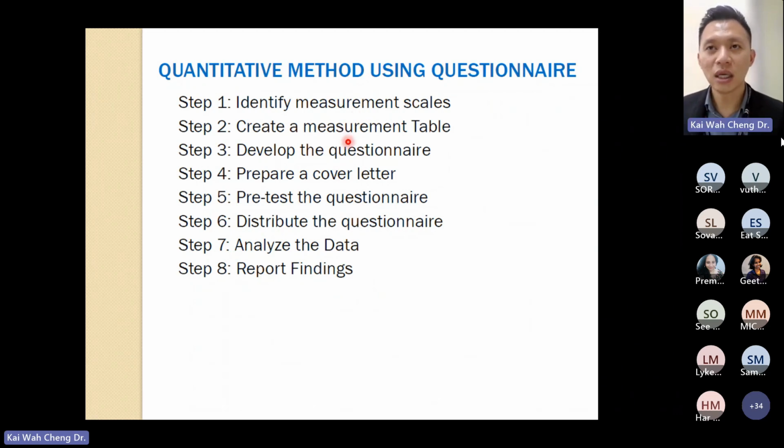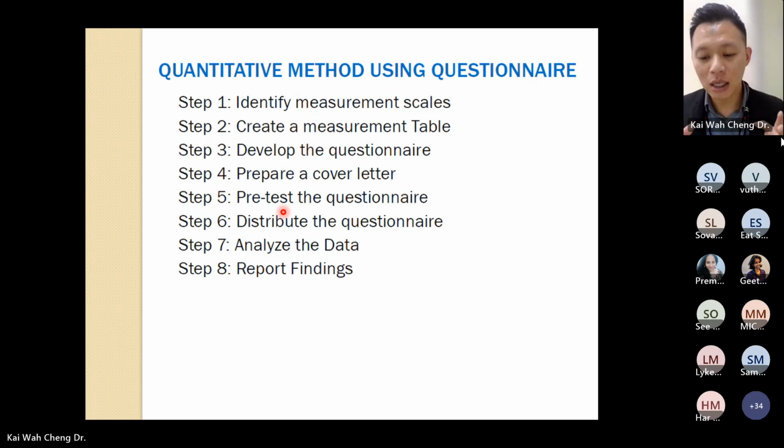So during the literature search to construct the questionnaire, you can have a measurement table with you. Then once you have prepared everything, you can start to prepare the draft of your questionnaire. And just now I also explained to you the importance of a cover letter. Once you have a complete questionnaire, you can proceed to the pre-test. And just now I told you, normally we will distribute 30 copies of the questionnaire during the pre-test process.